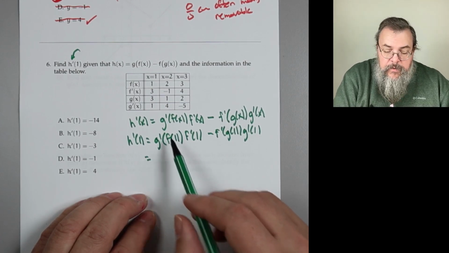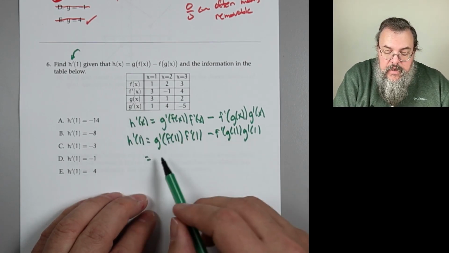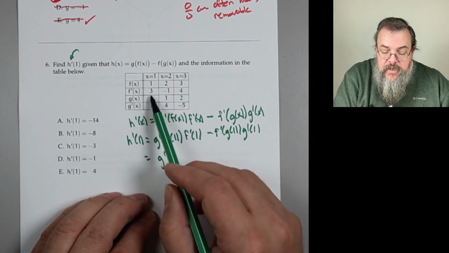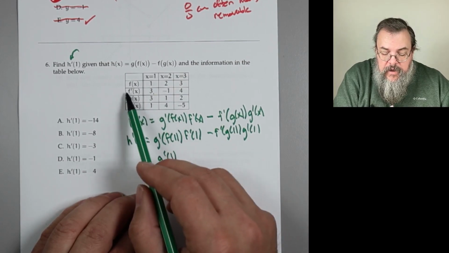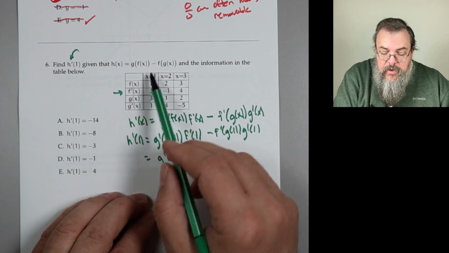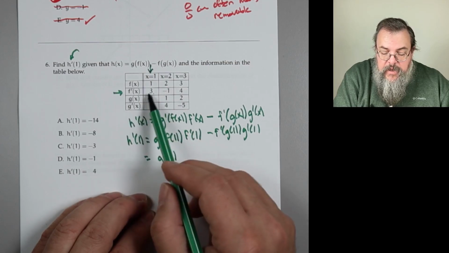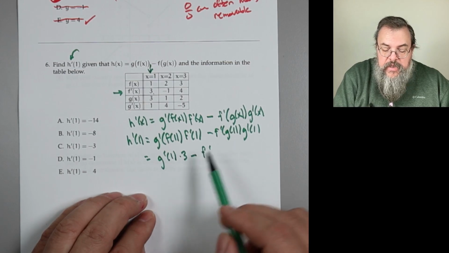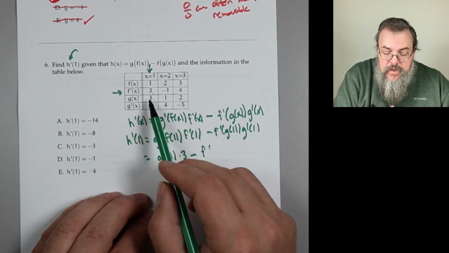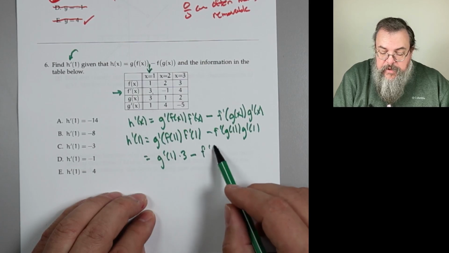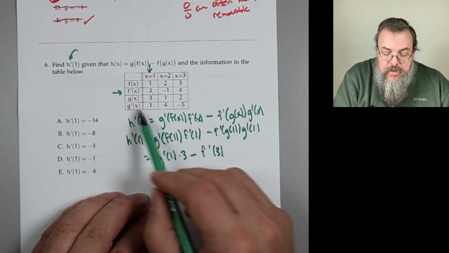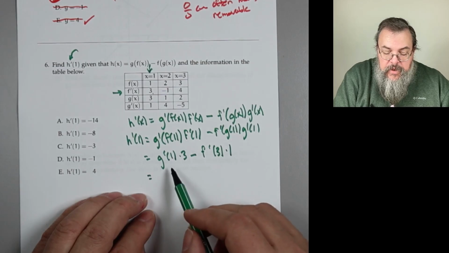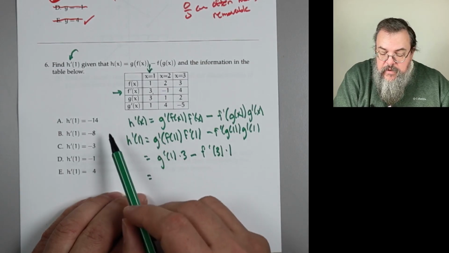Just put in what you know. What do we know about f of 1? We come to our table. F at 1 is 1, so that's g prime of 1. F prime of 1 is 3, right? I'm looking for f prime's row. I'm looking for the value for 1, and I see it's 3. Minus f prime, g of 1. G of 1 is 3. So f prime of 3. G prime of 1 is 1. Okay, so g prime of 1 is 1 again.